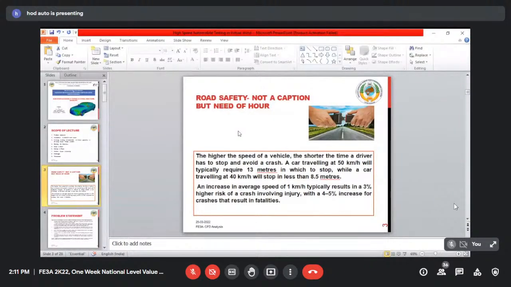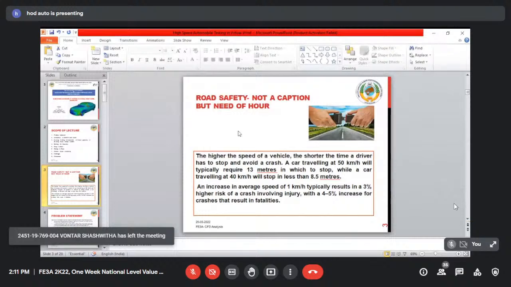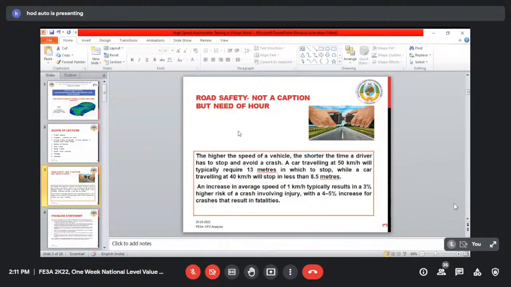For the same speed, the stopping distances vary. Suppose a car traveling at 50 kmph will typically require 13 meters in which to stop, while a car traveling at 40 kilometers per hour will stop in less than 8.5 meters. If you observe, this difference is approximately 4.5 meters, say 5 meters; 5 into 3 is 15 feet, it is catastrophic. This is where accidents generally occur.